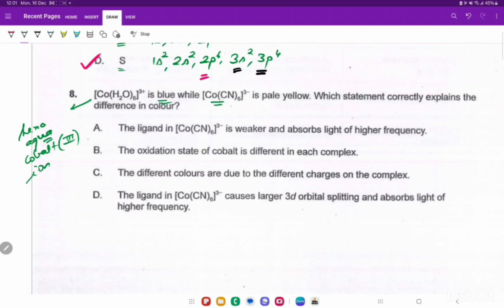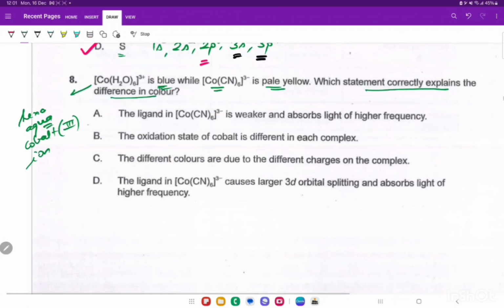whereas hexacyanocobaltate is pale yellow in color. The name is not in the course; I want this color only. It's blue in color, whereas the other is pale yellow. Which statement correctly explains the difference in color?